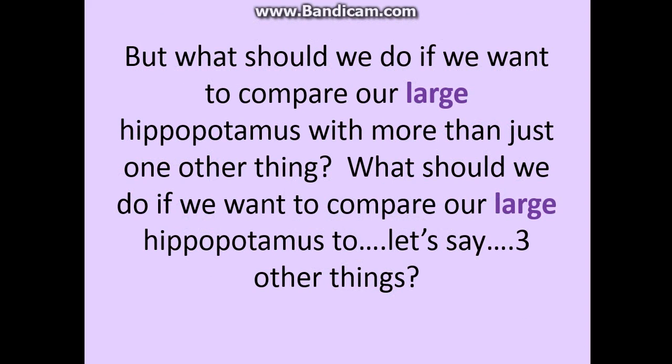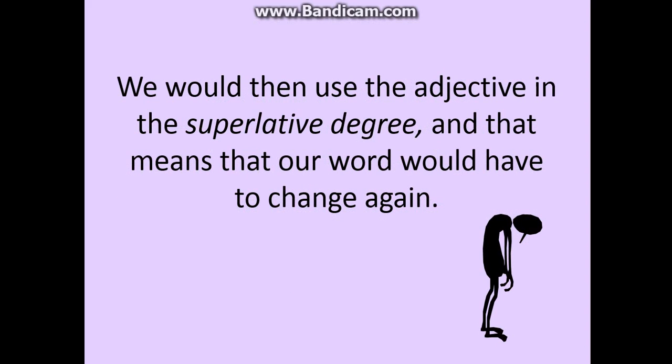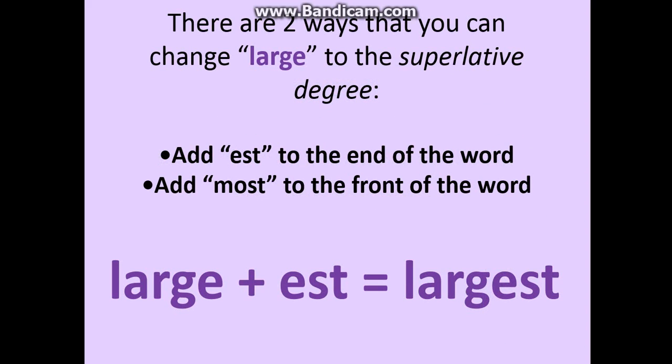But what should we do if we want to compare our large hippopotamus with more than just one other thing? What should we do if we want to compare our large hippopotamus to, let's say, three other things? We should then use the adjective in superlative degree, and that means that our word will have to change again. There are two ways that you can change large to the superlative degree, and the rules are almost the same as the comparative degree. The first rule, we must add est to the end of the word, and the second rule, add most to the front of the word.